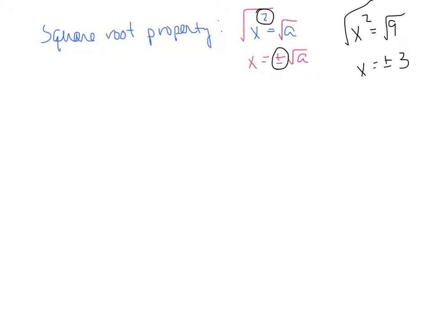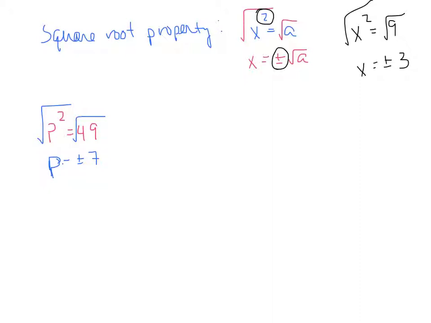So if we look at some examples of the square root property, we're going to start with number 42, and 42 says p squared equals 49. What are we going to do to get p by itself? We're going to square root both sides, and then p equals plus or minus 7, and you're done. Okay, so that's the problem.